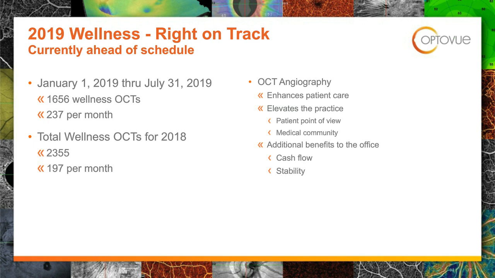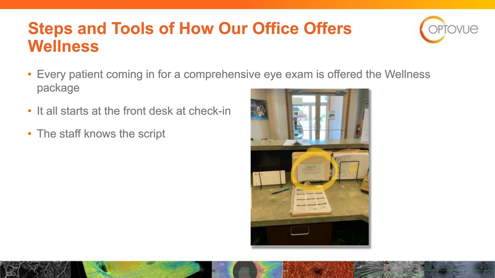So let's talk about some tools here on how to get this done. I'm not going to kid you guys out there that it all starts with the staff. This right there, as you can see in the picture, as the patient walks through the door, right behind that manila envelope, you can see there's the script. We have it circled in yellow so you can see. As soon as that patient walks through, every comprehensive eye exam gets offered this, and it's well scripted out. So again, it starts at the front desk.